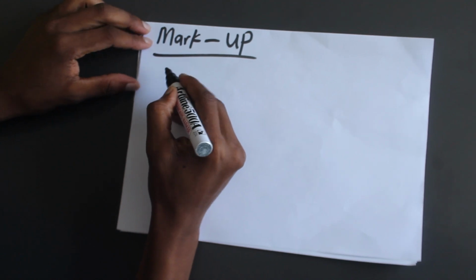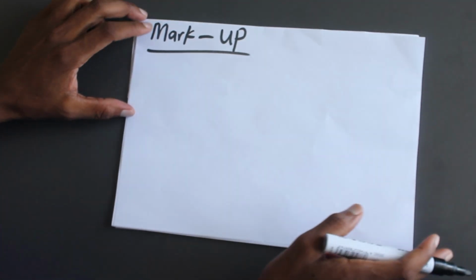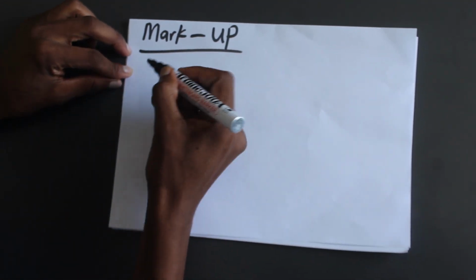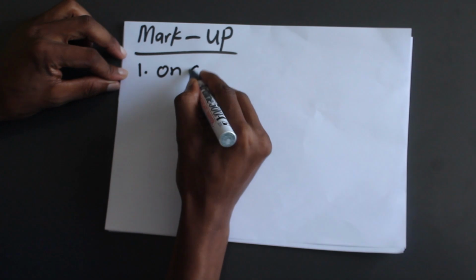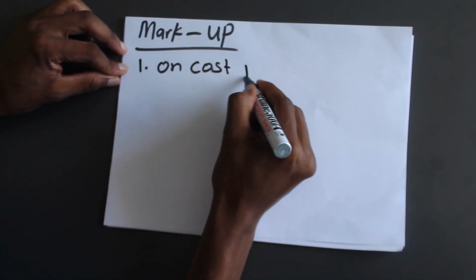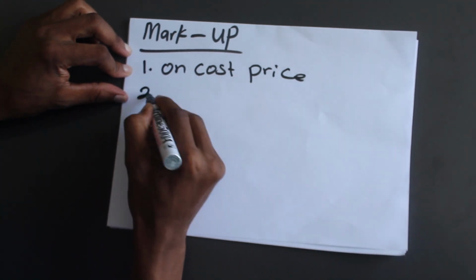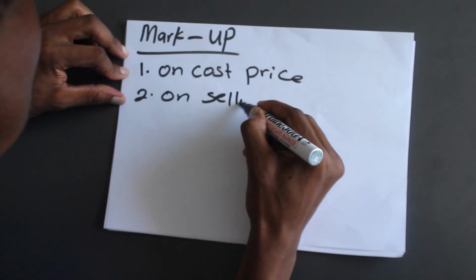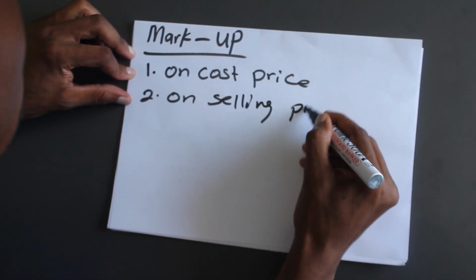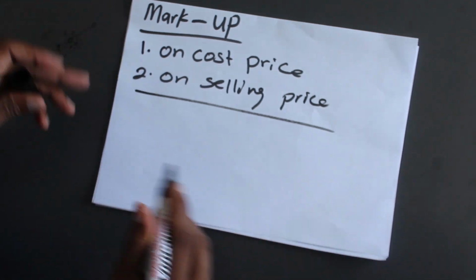Hello everyone, today we'll be doing markup. I'm just going to show you the calculations of markup and how it works. We have two types of markup. One is markup on cost price, and two, we have markup on selling price. With these two things, it's going to be easy for you guys to understand this part.